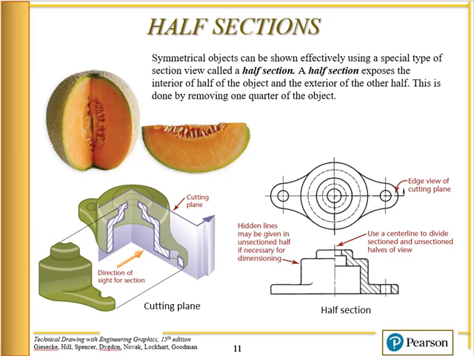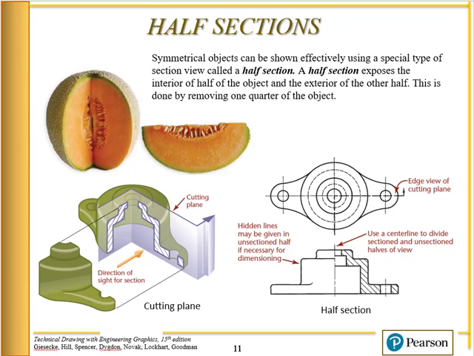Over here we have a half section. So first is whole section, and the next one is a half section. A symmetrical object can be shown effectively using a special type of section called a half section. It exposes the interior of half of the object and the exterior of the other half. Again, we would do something like this if it provided an enhanced level of clarity on the part. That's why we would do a half section.